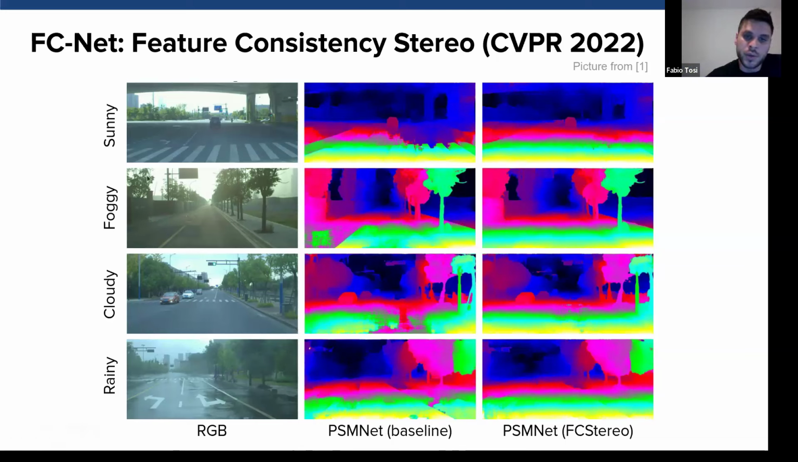diverse weather conditions. Instead, by training the same network on the synthetic dataset using the combination of the contrastive loss and the selective whitening loss, the network is capable of improving its robustness across diverse environments. So you can notice here the disparity maps are much more accurate on most of the challenging regions of these images.